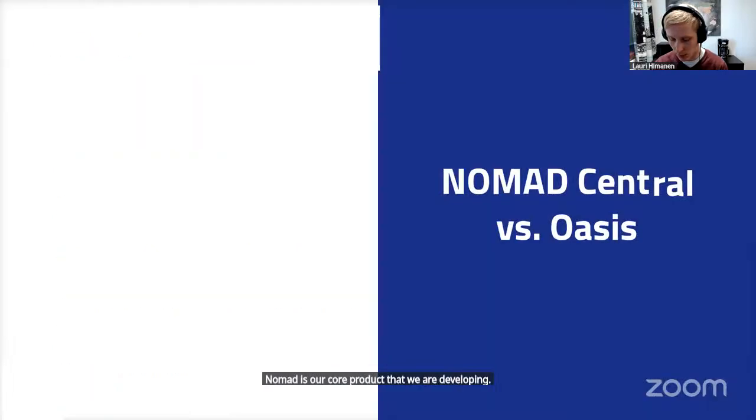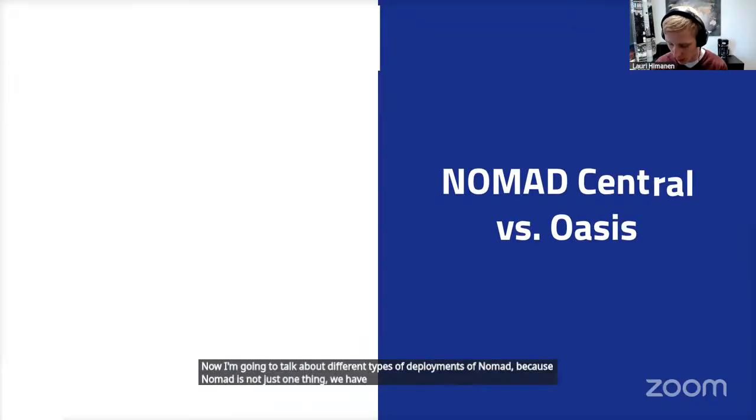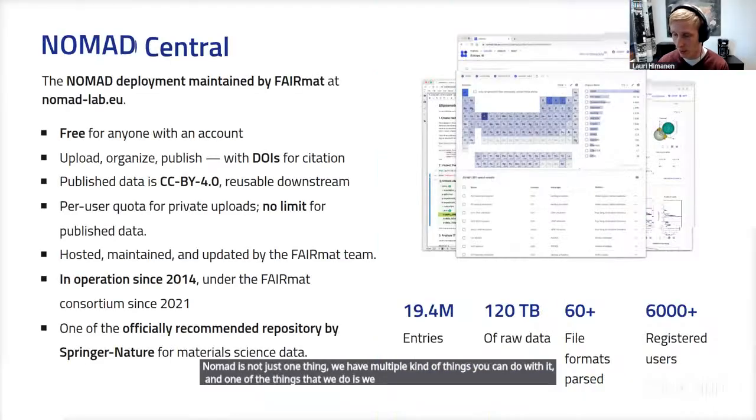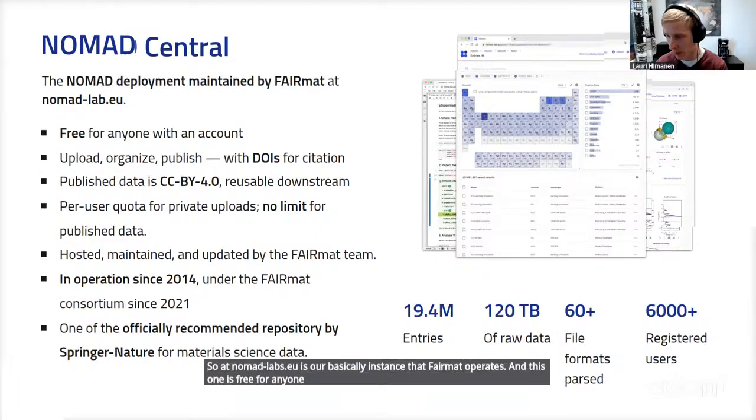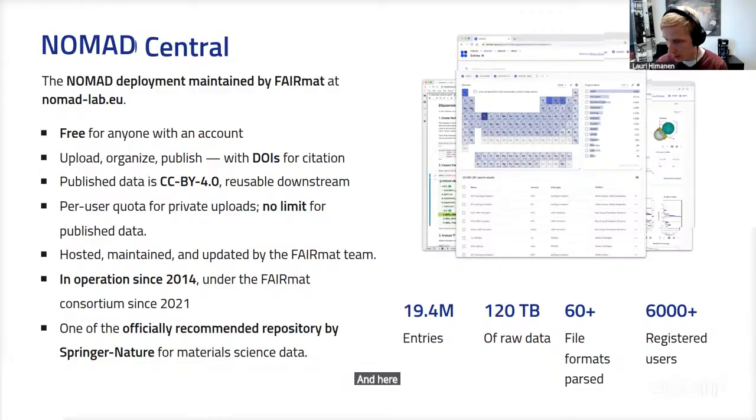And now I'm going to talk about different types of deployments of NOMAD, because NOMAD is not just one thing. We have multiple things you can do with it. And one of the things that we do is we host one NOMAD deployment ourselves. So at nomad-labs.eu is our instance that FAIRmat operates. And this one is free for anyone. So you can create an account there for free. You can also connect there with Helmholtz AI. And here you can upload, organize, publish your data, get DOIs.